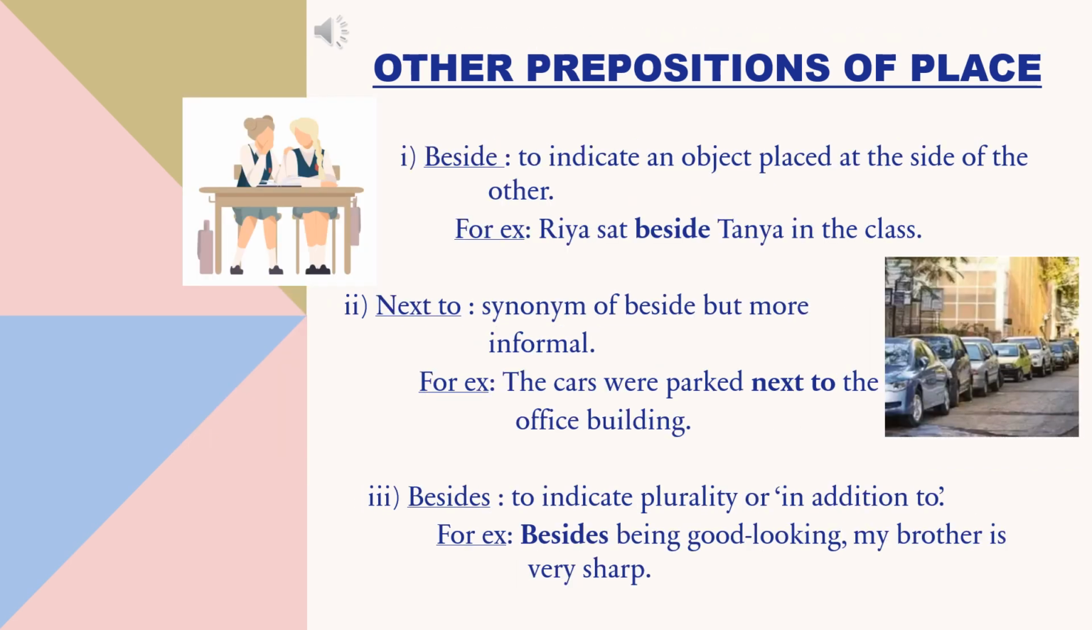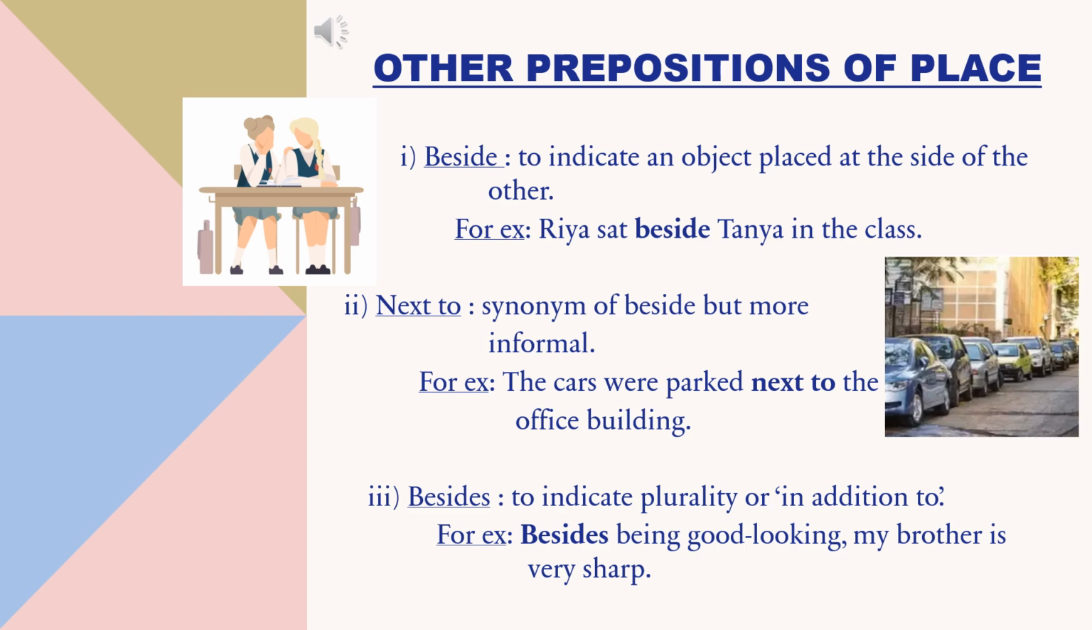Some other prepositions of place are beside. Now beside, again you can see in the word itself, it contains another word, side. So it is used to indicate an object placed at the side of another. For example, Riya sat beside Tanya in the class.